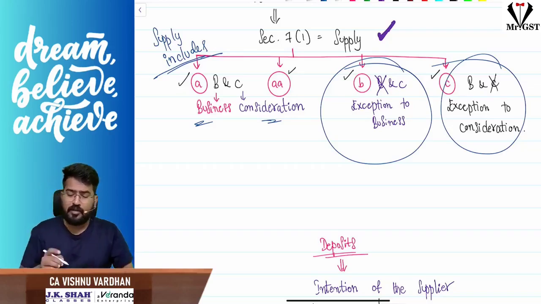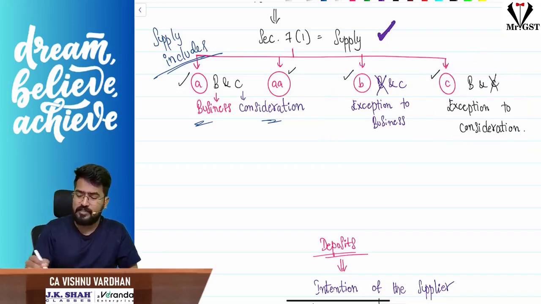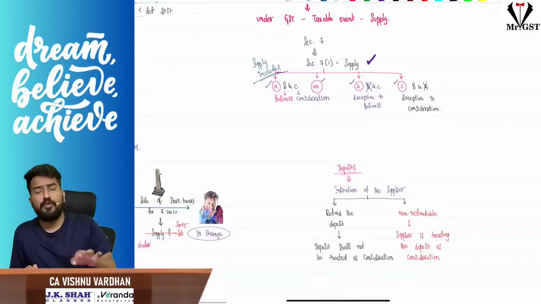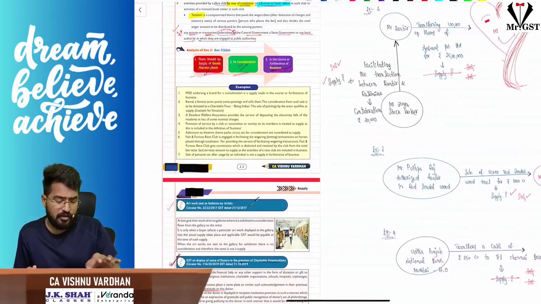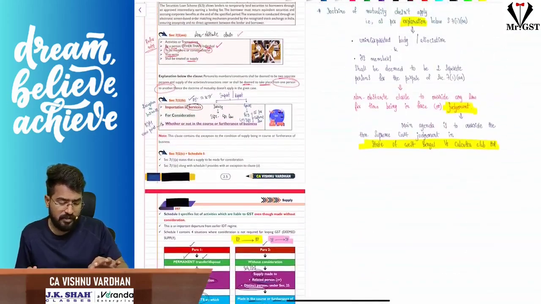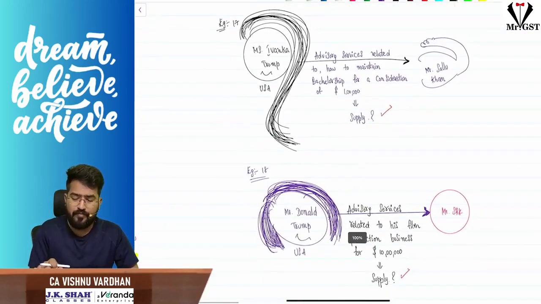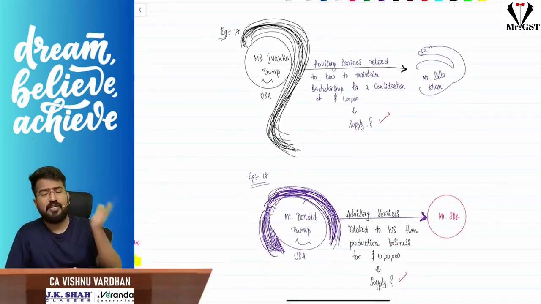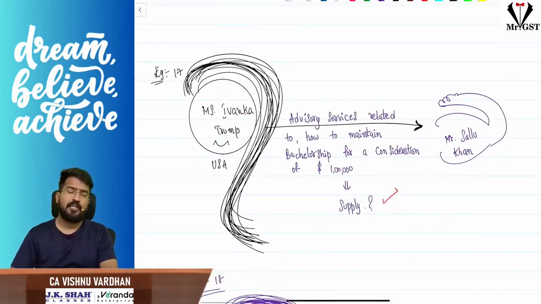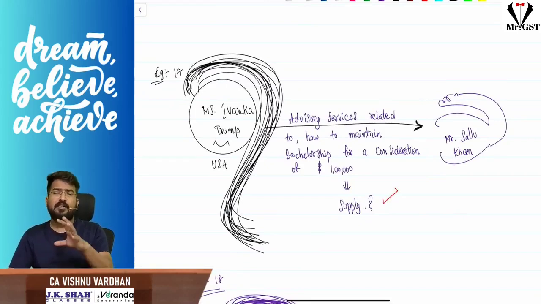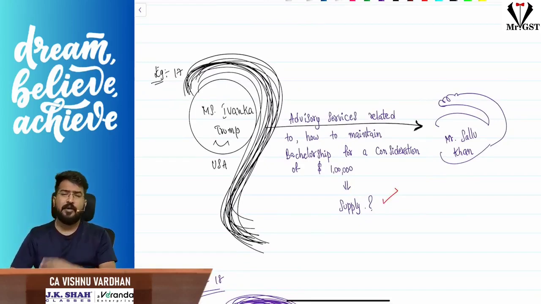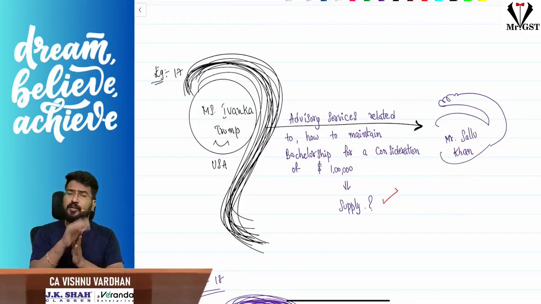Okay. What does clause B say? Clause B says importation of services for consideration, whether or not in the course or furtherance of business. That means, for example, Miss Ivanka Trump is providing services to Mr. Sallu Khan regarding how to maintain bachelorship for a consideration of 1 lakh rupees. This is for Sallu Khan's personal services. Yes, but when importation of service is happening, whether there is a business element or not doesn't matter, sir, it is supply if there is consideration.